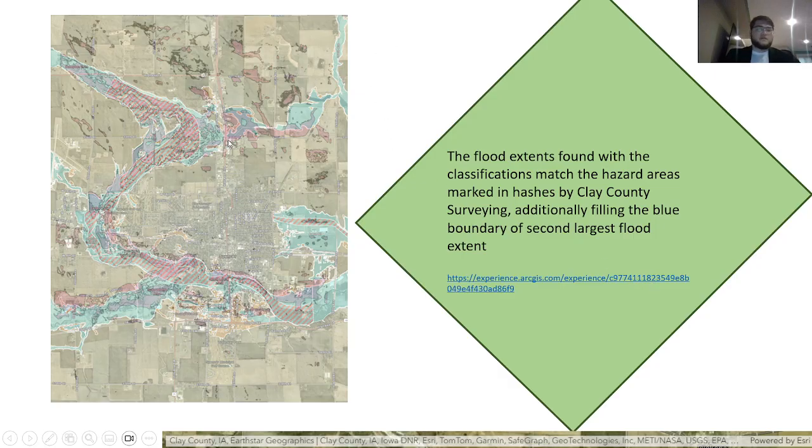So yes, using Clay County's online floodplain maps, we can see that the flooding that we determined was within mostly the shaded hazard area, as well as filling the blue flood extents, where there's only one more area that's delineated as possible flooding. So it's a pretty major flood event, right? There's a lot of flooding within those blue extents, and we also saw that with our flood classification. So it's good to know that some of our methods match what professionals have been using.